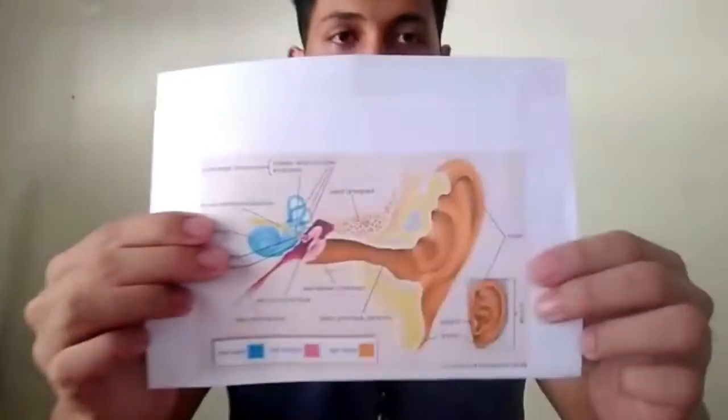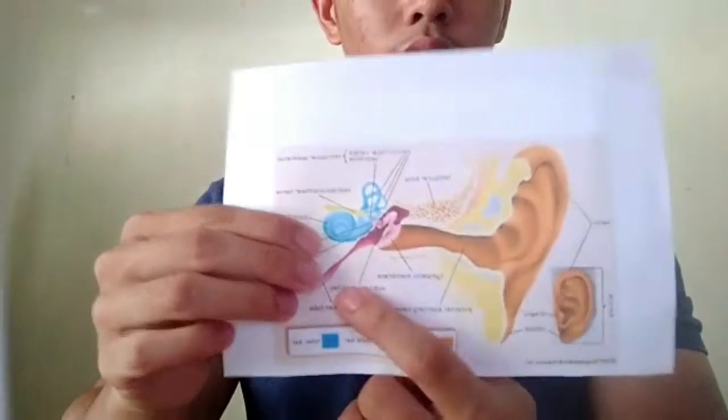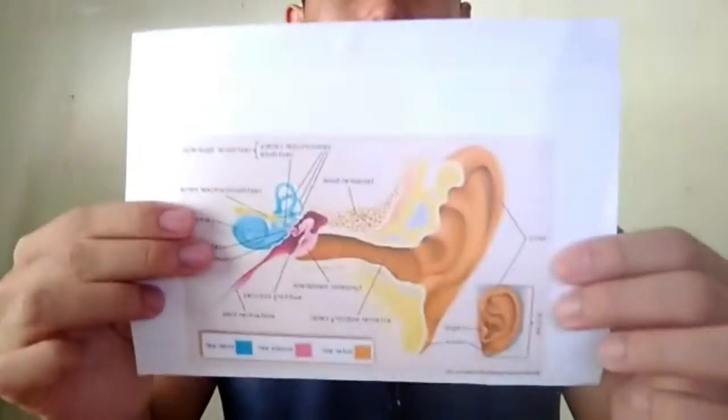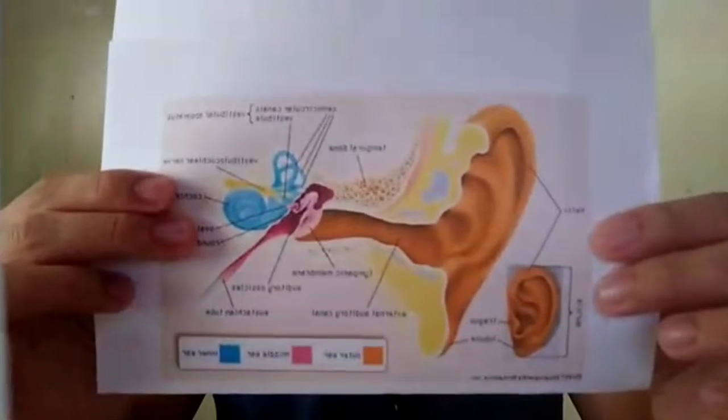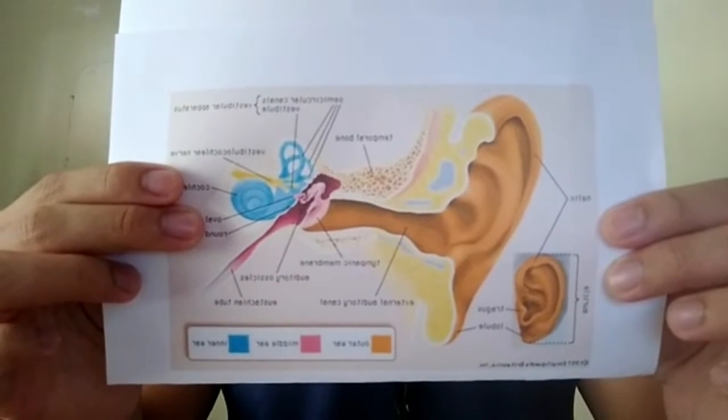Today I am going to tell you about the basic anatomy of the vestibular system. So this is the vestibular system. It is divided into three parts: the outer ear, the middle ear, which is this one, and the inner ear.